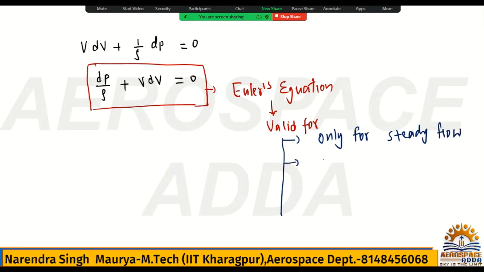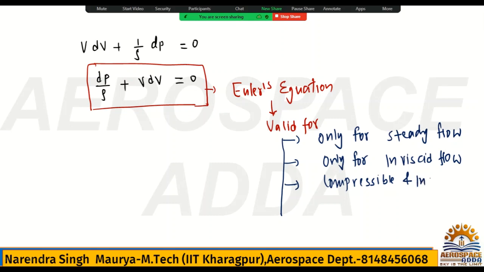It is valid only for inviscid flow. It is valid for compressible and incompressible, valid for both. And what forces are available for this? Only pressure force.